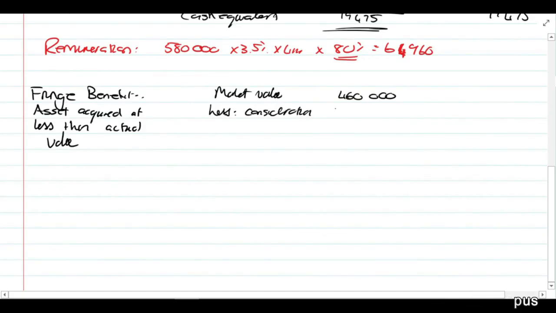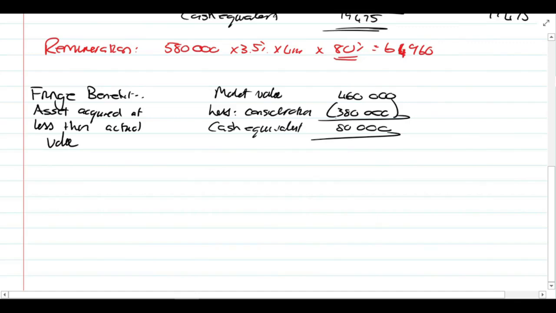Remember, it wasn't purchased for us. It was purchased to give it to us as a company car, but it wasn't purchased to be given to us, the asset. It was purchased to be used in the business, so that's why we use market value. So cash equivalent, 80,000 rands. And remember, this is also basically remuneration. There's no special rule here.